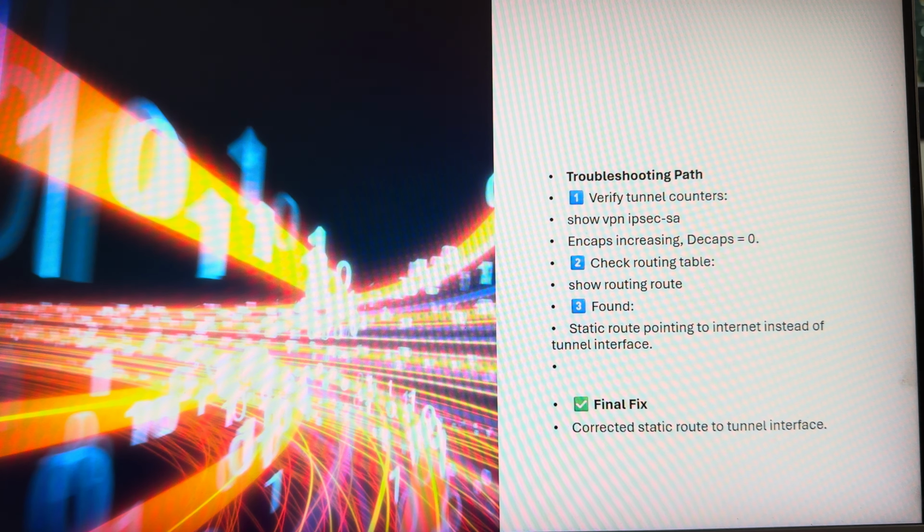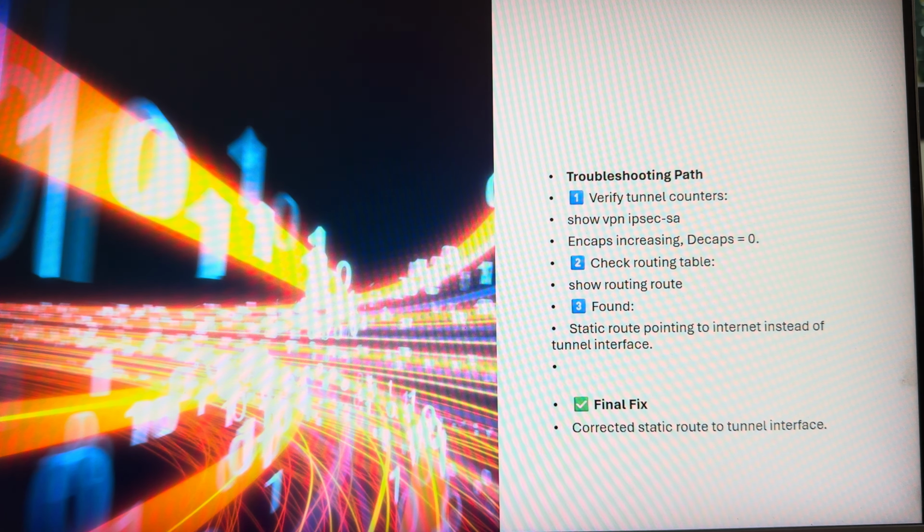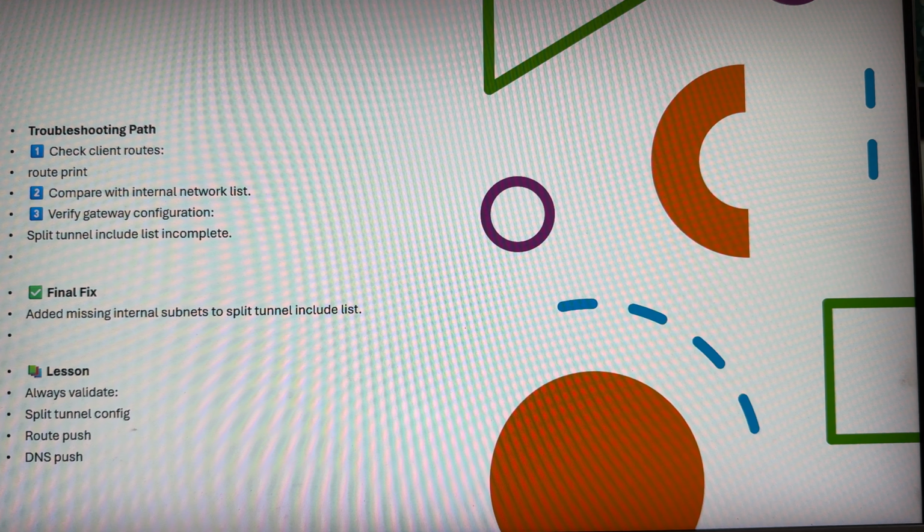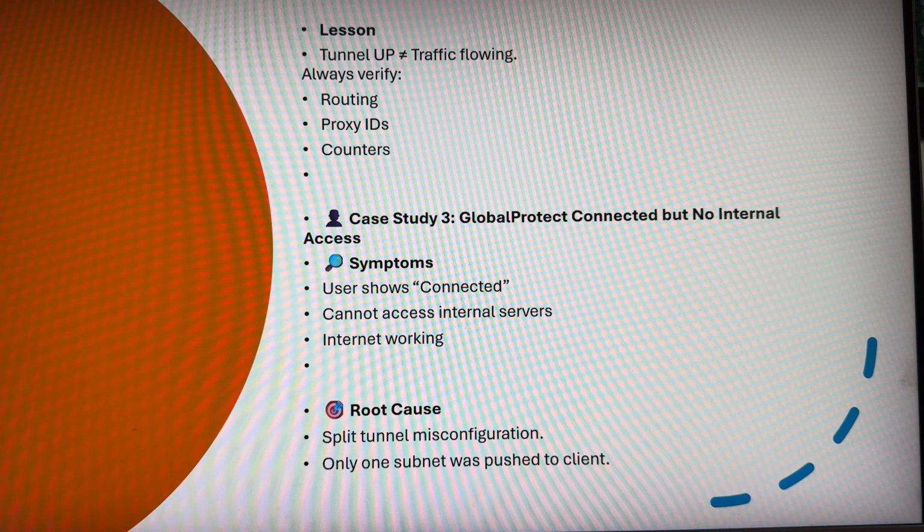Troubleshooting path: verify the tunnel counters. Show vpn ipsec-sa: encaps increasing, decaps 0. Check the routing table with show routing route and found a static route pointing to the internet instead of the tunnel interface. Final fix: corrected the static route to the tunnel interface. Lesson: tunnel up does not mean traffic flowing. Always verify routing, proxy IDs, and counters.